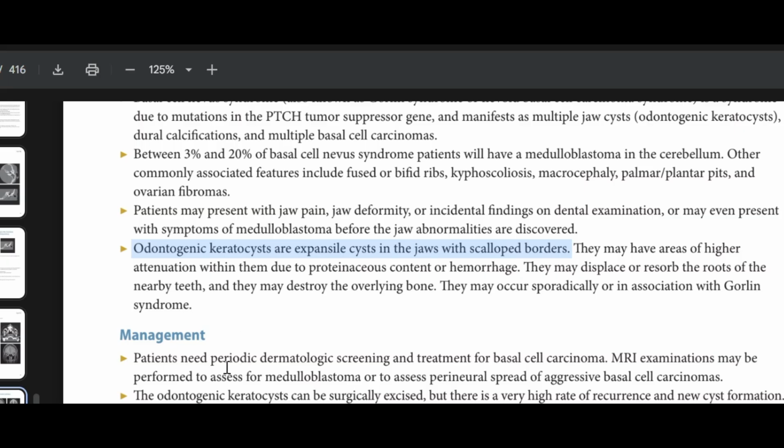Management: patients need periodic dermatologic screening. This patient needs dermatologic screening and treatment for the basal cell carcinoma. So this is the most important part. The associated basal cell carcinoma is very important. MRI examination may be performed to assess for medulloblastoma.